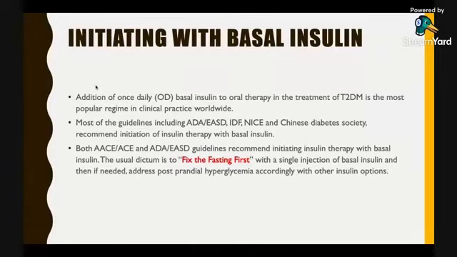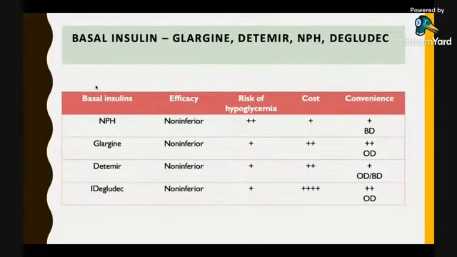So this is the situation with the basal insulin. These are the common basal insulins we have. NPH we have, Glargine now U100 and U300 also we have. Then Detemir we have, and the Degludec we have. If you look at the efficacy, all are similar. Risk of hypoglycemia is a little bit lesser with the newer generation basal insulins.